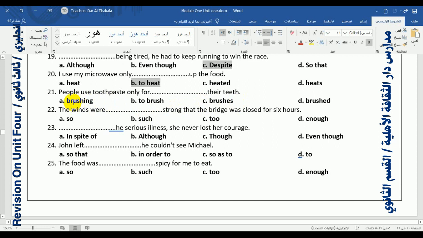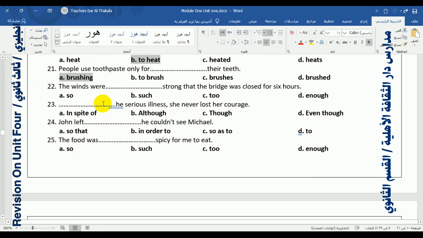The winds were so or such strong that. Excellent. I say so: it's so strong that.